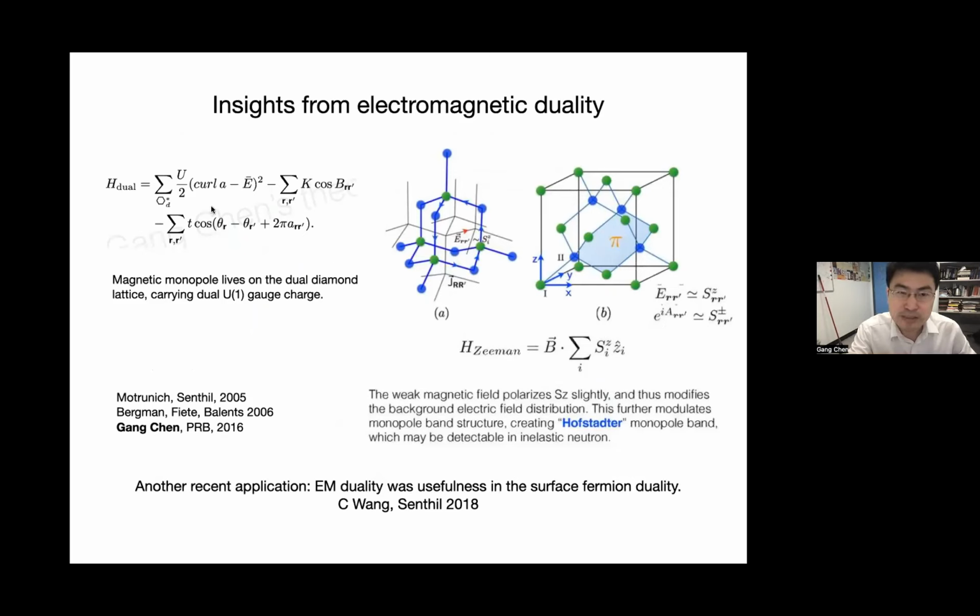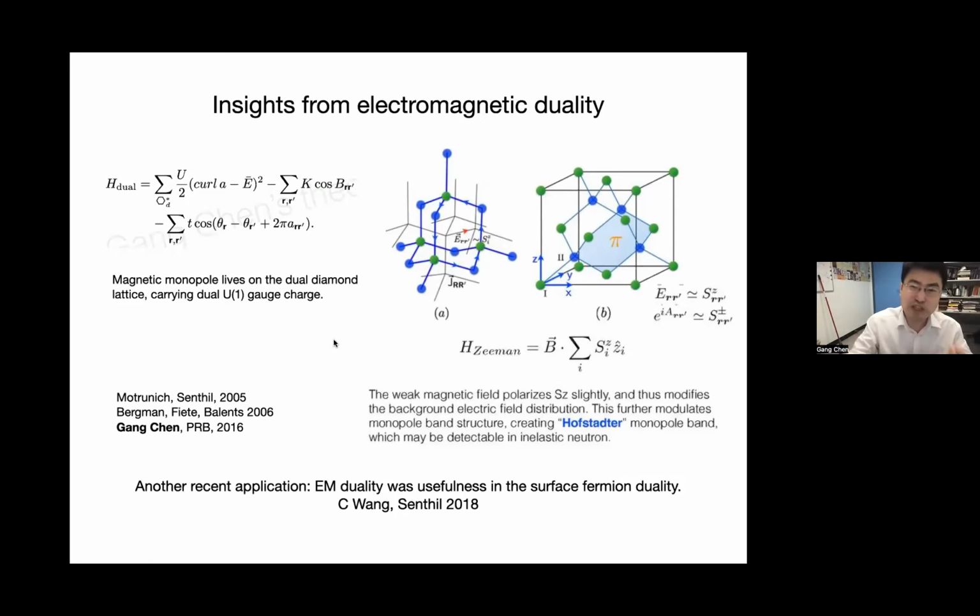As a result, this monopole that hops on the dual diamond lattice will see a different electric field, and as a result a different dual U(1) gauge flux, right? So the weak magnetic field polarizes the spin slightly and modifies the background electric field distribution. This further modulates the monopole band structure and creates generically Hofstadter-like monopole bands. This may be detected by neutron scattering, but it doesn't really matter for our purpose.